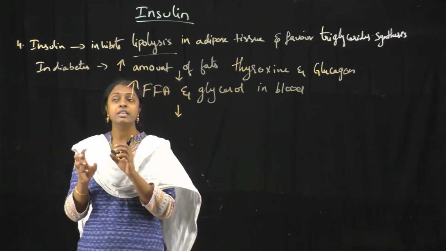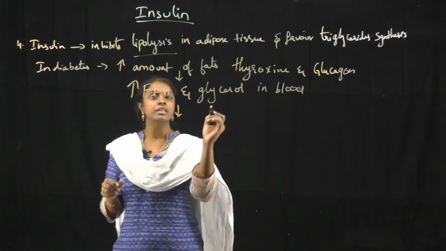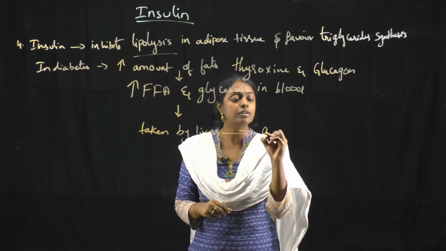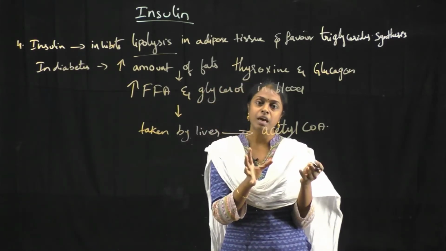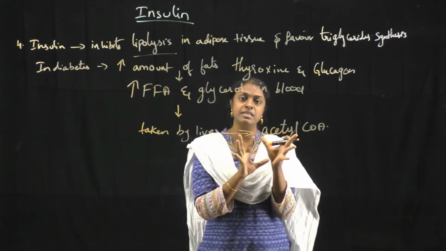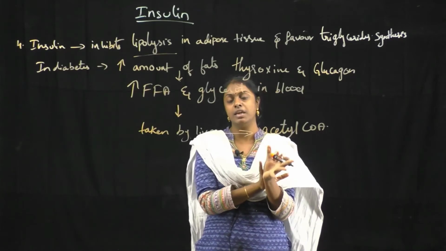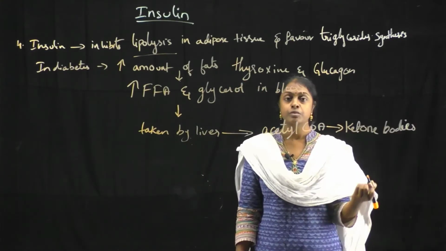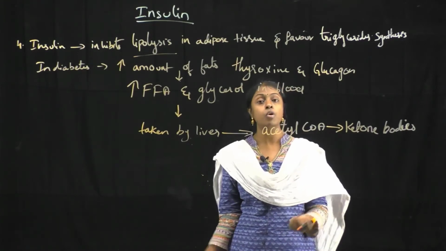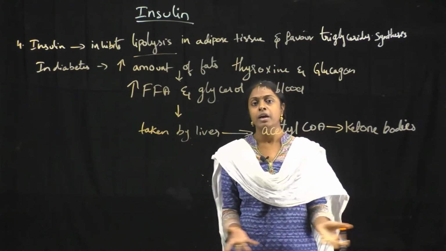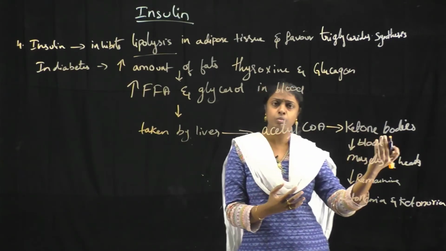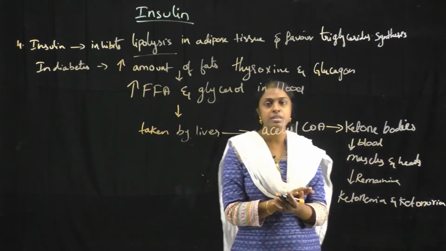But in these diabetic patients, these are taken by the liver and it produces acetyl-CoA, and this acetyl-CoA, instead of resynthesizing to triglycerides or fatty acids, will produce ketone bodies. So we know what will happen if there are more ketone bodies in our blood. The blood will become acidic in nature.